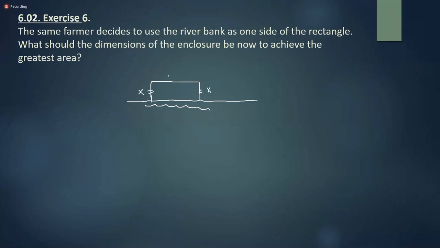So the length is the same fence, 120 minus 2x. And then the area would be x times this. And we do it exactly in the same way. The continuation goes in the same way.